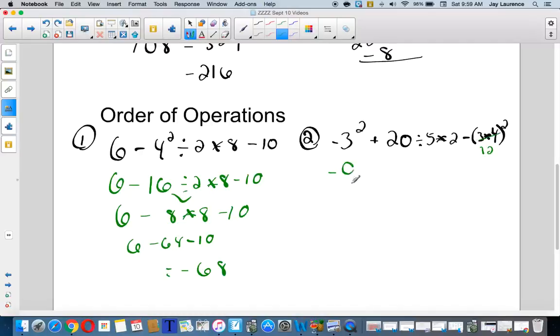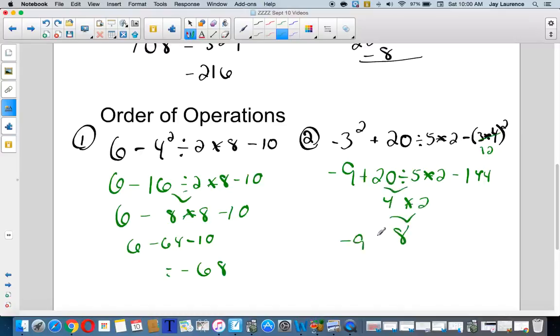So I'll have a negative 9 plus a 20 divided by 5 times a 2 minus 144. How did I get 144? Because I did 12 squared. Okay, so now I go look at the division multiplication. I go left to right. So this is going to turn into 4 times 2, or better yet, 8. So now I have a negative 9 just coming down plus 8.